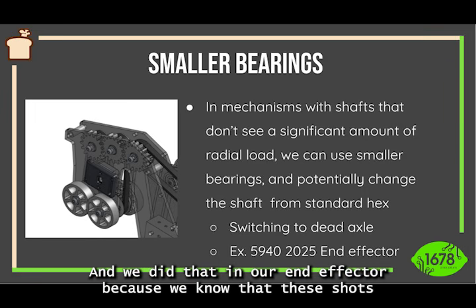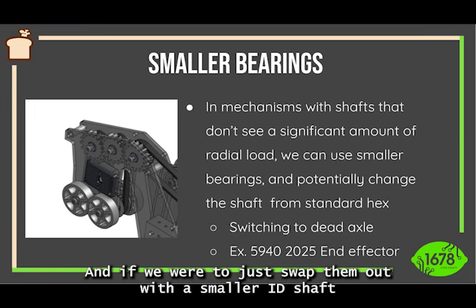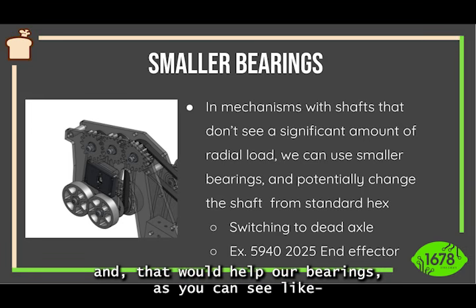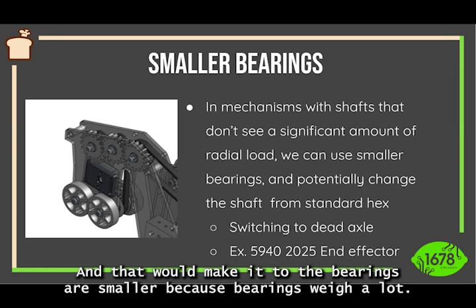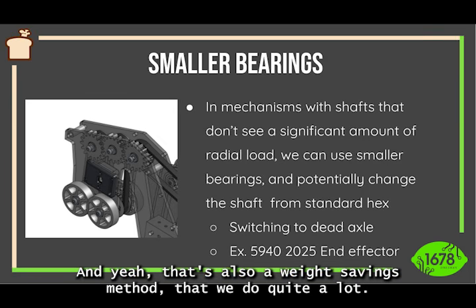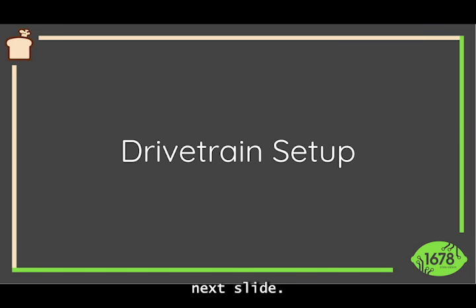And we did that in our end effector because we know that these shafts are not seeing an incredible amount of load. If we were to just swap them out with a smaller ID shaft, that would help our bearings, as you can see, like, well, you can't see them, but they're nested in the pulleys and the gears, and that would make it so that the bearings are smaller because bearings weigh a lot. That's also a weight savings method that we do quite a lot. This is from our 2025 robot. Next slide.